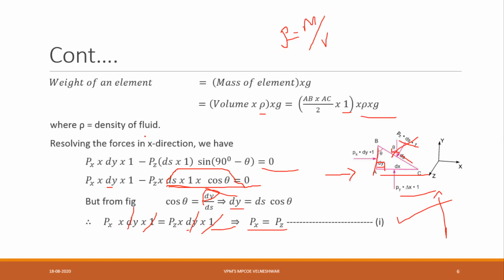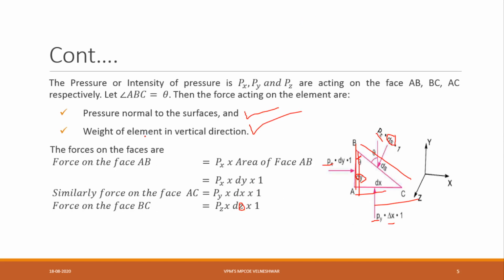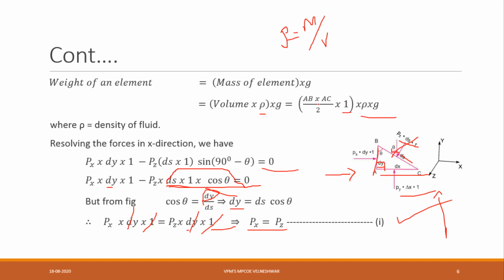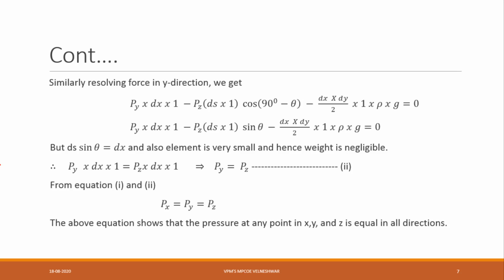Now here, whenever we are considering the weight of the element, one point is there. The weight of the element is in the vertical direction, which means in the vertical direction we are having some weight. What is the formula for weight we have calculated here? AB into AC into 1 divided by 2. What is AB here? AB is nothing but dy. AC is nothing but dx. Same value I have taken here.